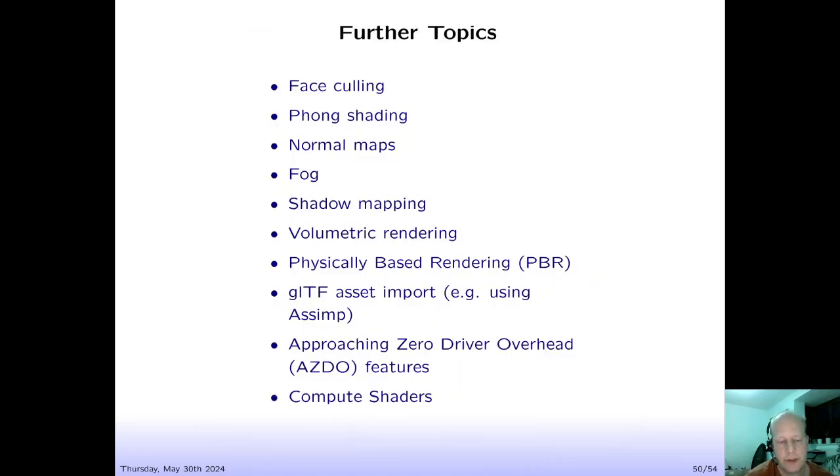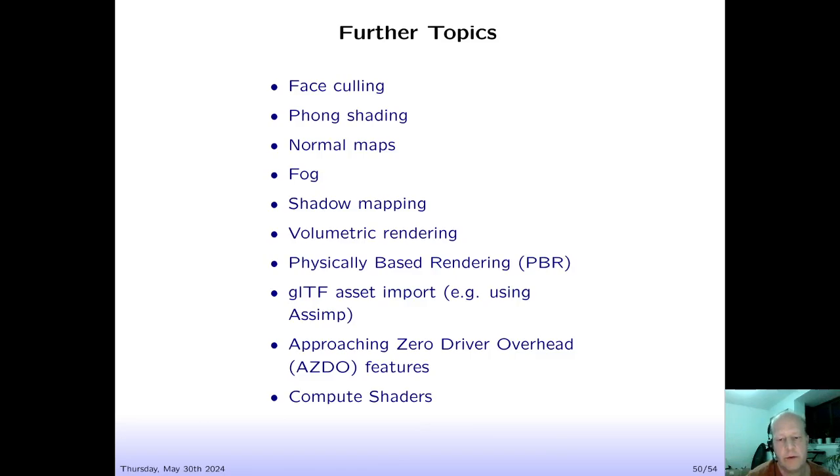So this was a short presentation. There are further topics which are interesting. For example, face culling is very good for improving the performance. We only did diffuse lighting. There's also specular lighting, which you can read about when you look for Phong shading. Normal maps are very interesting to generate rough surfaces. Fog is easy to do. Then there's shadow mapping, volumetric rendering, for example, volumetric clouds.